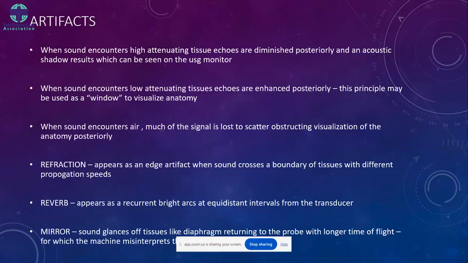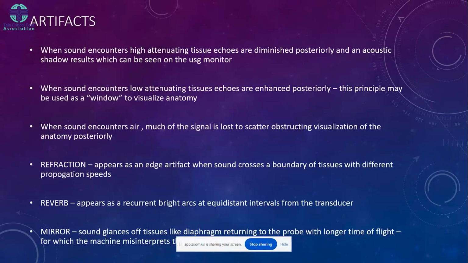Now, what are the artifacts? So whenever a sound encounters a high attenuating tissue, the echoes are diminished posteriorly, and an acoustic shadow results, which can be seen on the USG monitor, usually as a black shadow. When the sound encounters low attenuating tissues, the echoes are enhanced posteriorly. This principle may be used as a window to visualize the anatomy. While when the sound encounters air, much of the signal is lost to scatter, obstructing the visualization of the anatomy posteriorly.